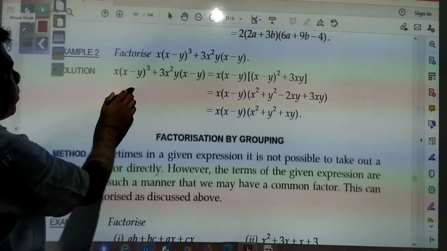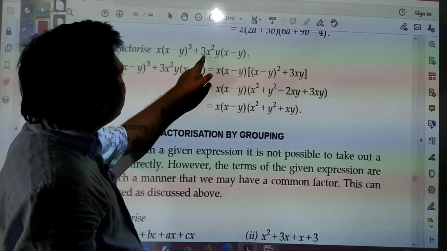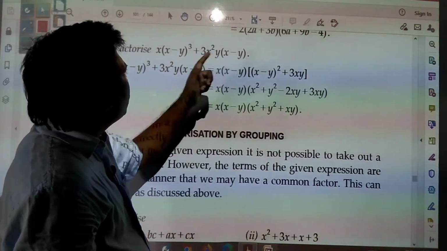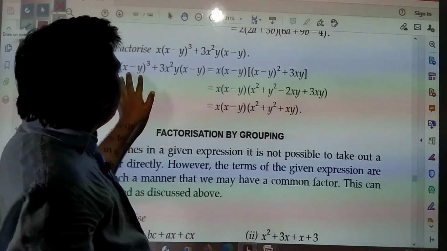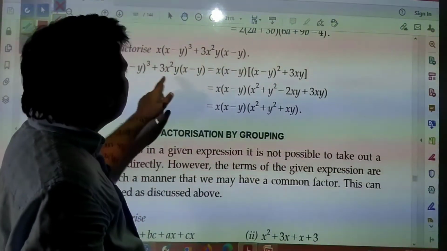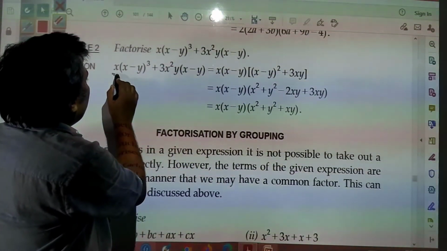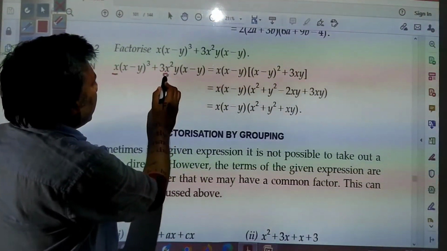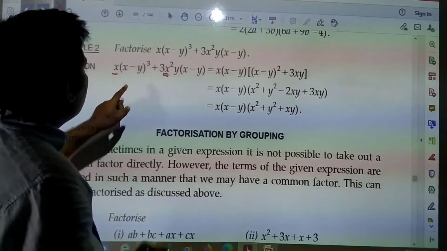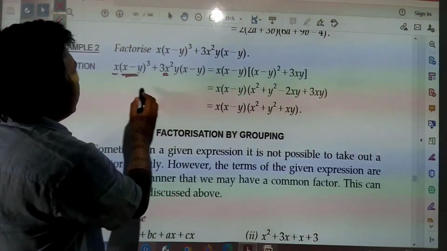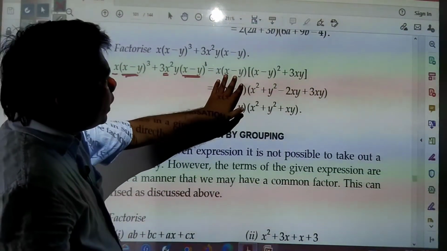Next you see, factorize x into x minus y whole cube plus 3x square y into x minus y. So now how will it be solved? You see, common can be taken out. Here x, and here you have x square, and x you have. So x can be taken out. Here x minus y whole cube you have, and x minus y can be taken out common.